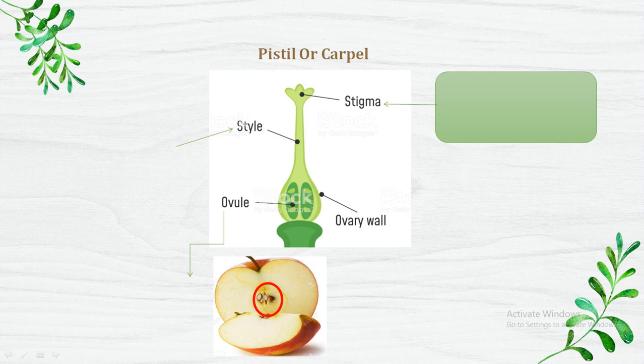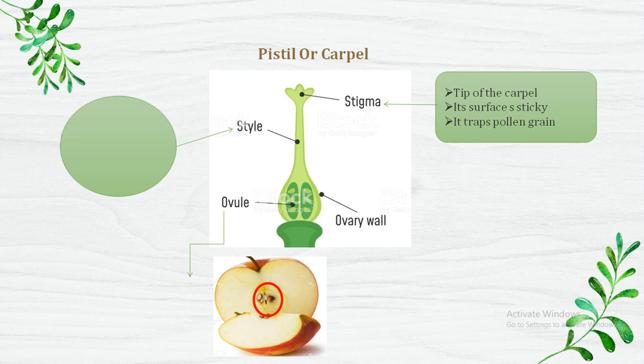Firstly, the tip of the pistil or carpel is called the stigma, right? Its surface is sticky, right? Why? Because it has to trap the pollen grains. Then the next part is the style. It's a long hollow tube and makes a connection between stigma and ovary, and it passes the pollen grain, right? This is the main function of the style.